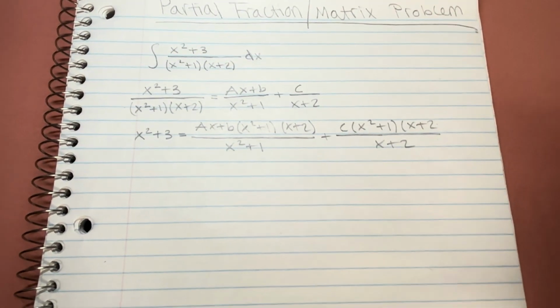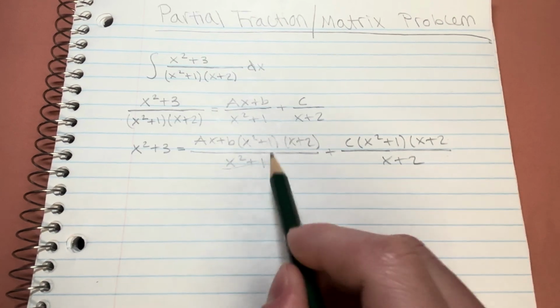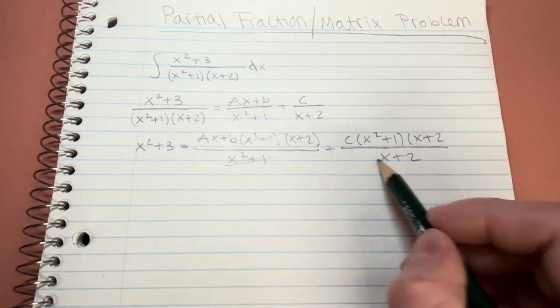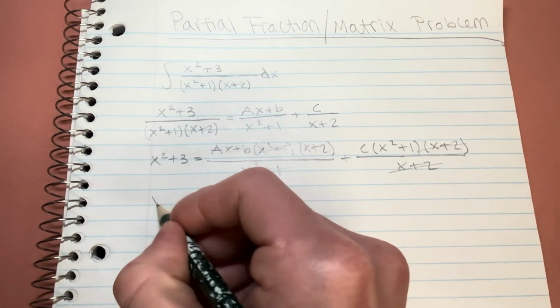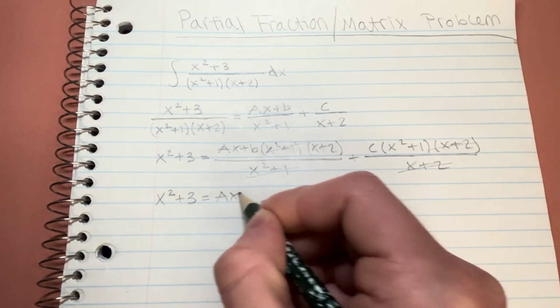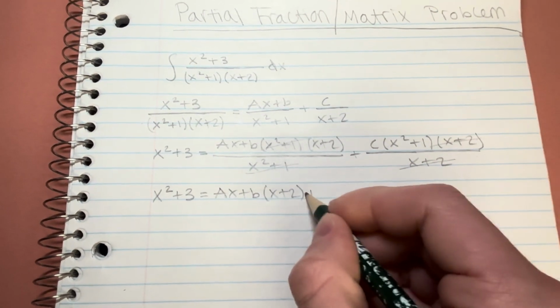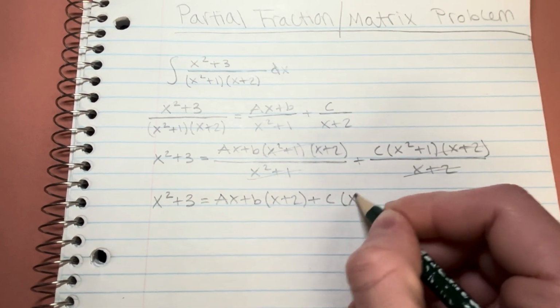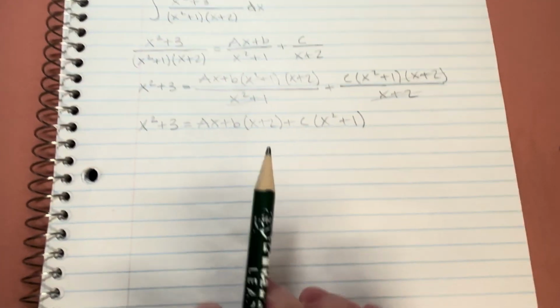Okay, so I wrote this down. Now we're going to want to cross out x squared plus 1 and x plus 2, x plus 2. All right, and now let's rewrite this. All right, we got this. So now what do we do from here?